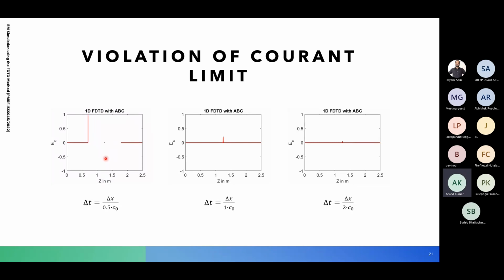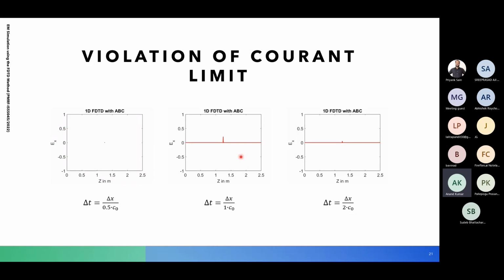When we break the Courant limit, where we use 0.5 over here, you could see that nothing is going on in the simulation. The electric field values abruptly go to very large values, and then there is nothing in the simulation space.